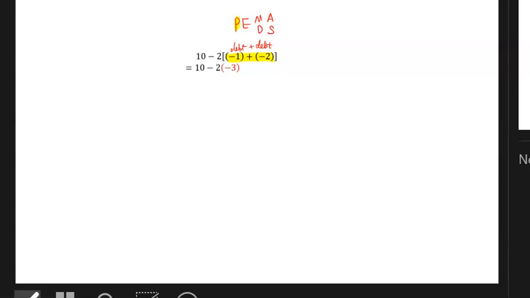And next we're going to do multiplication. We also have a subtraction, but multiplication goes before subtraction. So make sure you do multiplication here, not the minus. So we have to do -2 times -3, that gives us +6. And finally, we do 10 plus 6 to get 16.